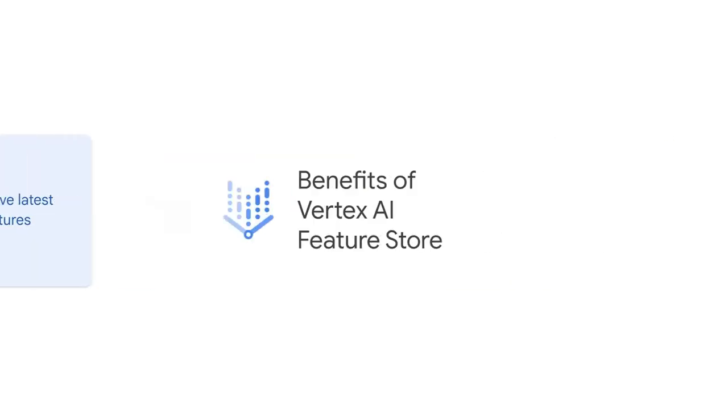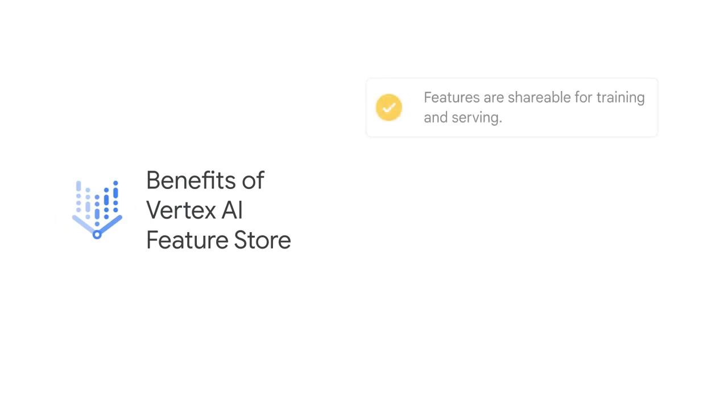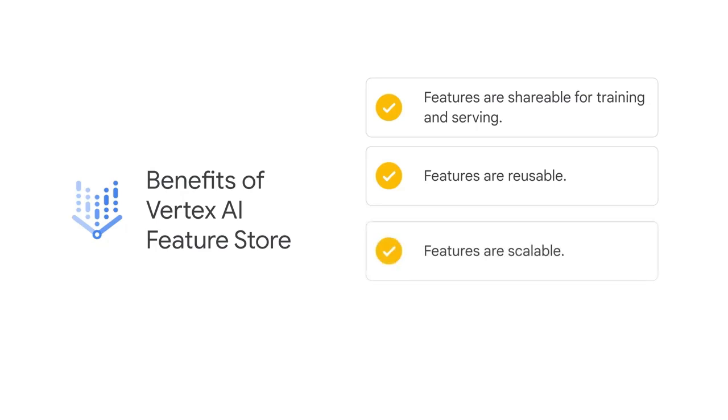So, what are the benefits of Vertex AI Feature Store? First, features are shareable for training and serving. They are managed and served from a central repository, maintaining consistency across your organization. Second, features are reusable. This helps to save time and reduces duplicated efforts. Third, features are scalable. They automatically scale to provide low latency serving, so you can focus on developing the logic to create them without worrying about deployment. And fourth, features are easy to use. Vertex AI Feature Store is built on an easy-to-navigate user interface.